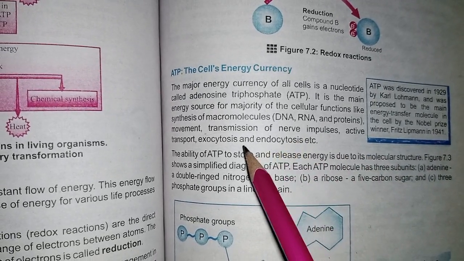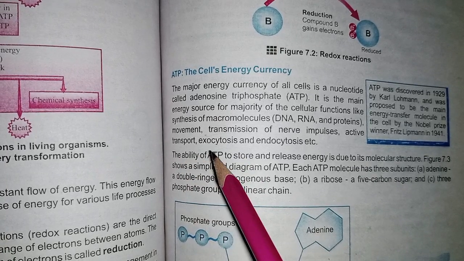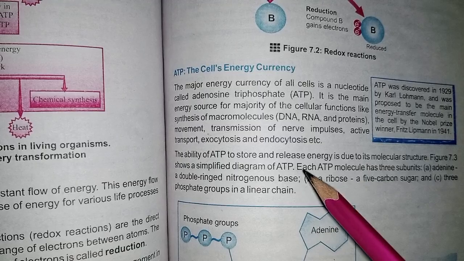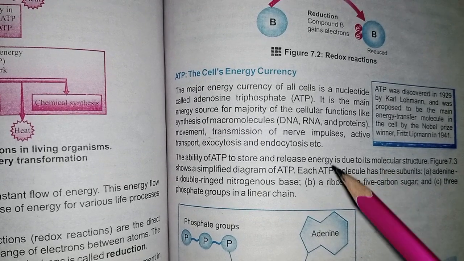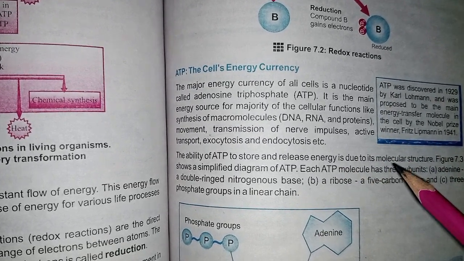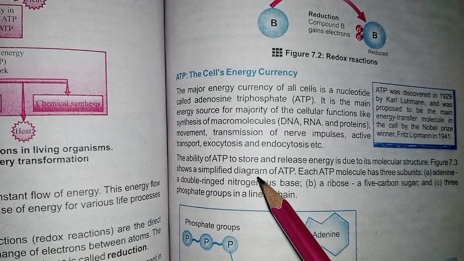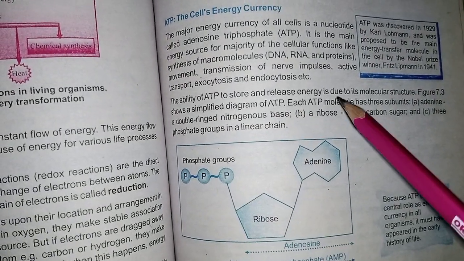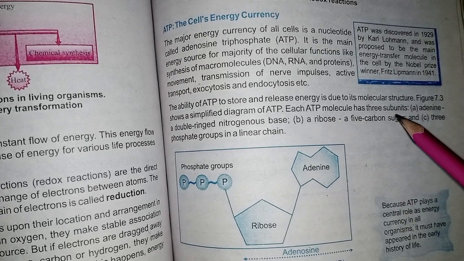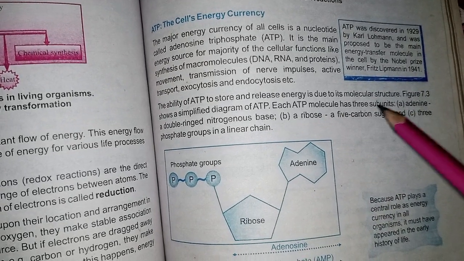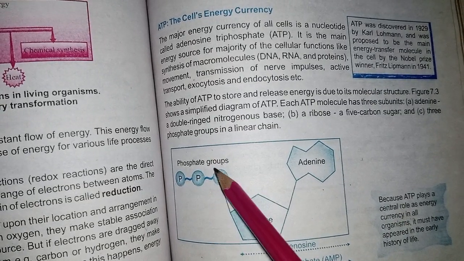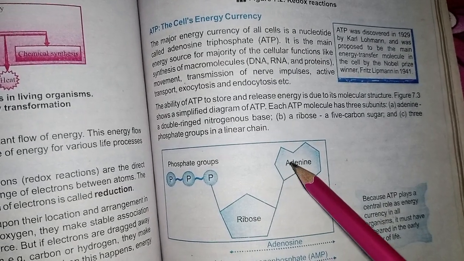There is also a question about where the ATP energy is used. ATP energy is used due to its molecular structure. Here is the simplified diagram of ATP, like this diagram. Each ATP molecule has three subunits: first, second, and third. There are three subunits of ATP.